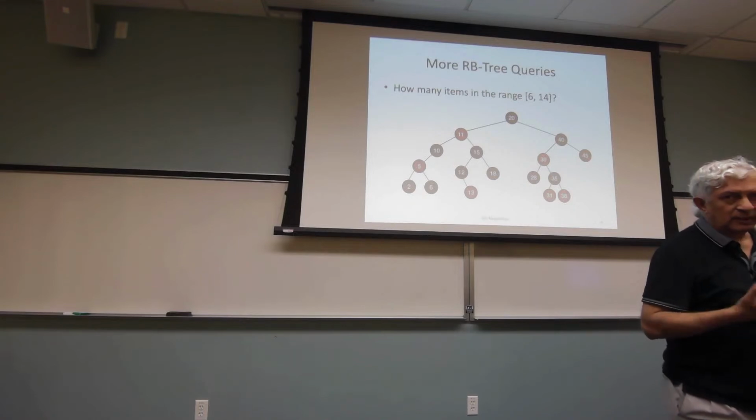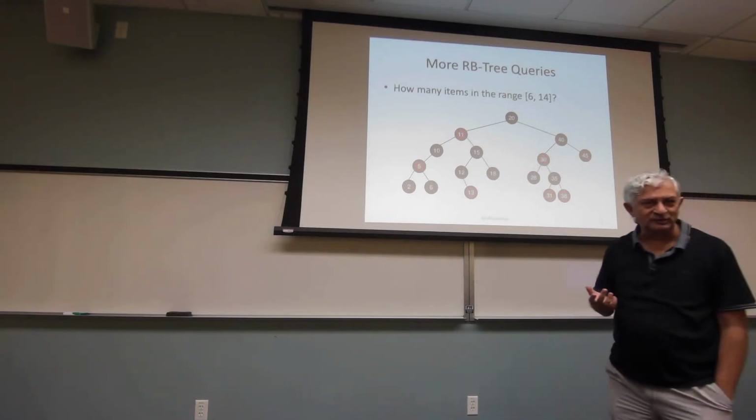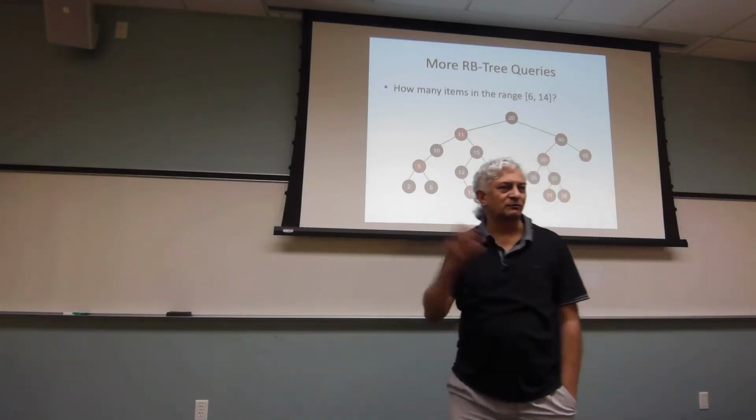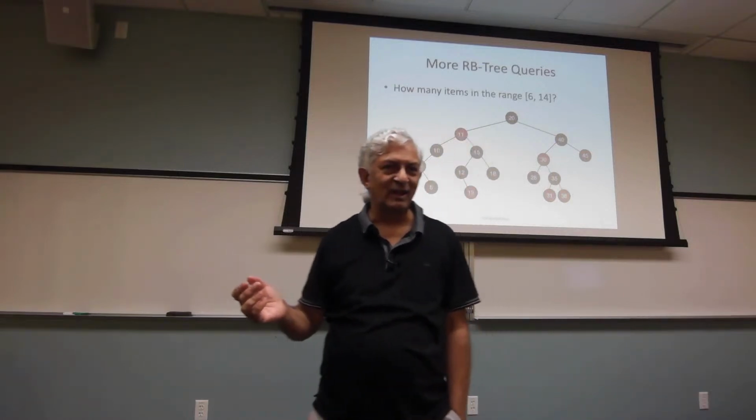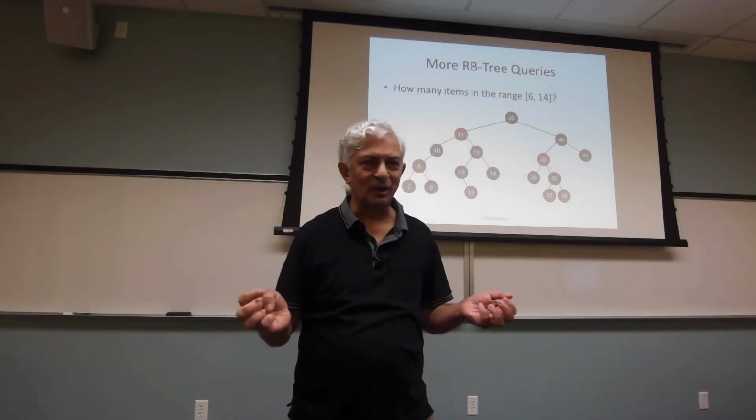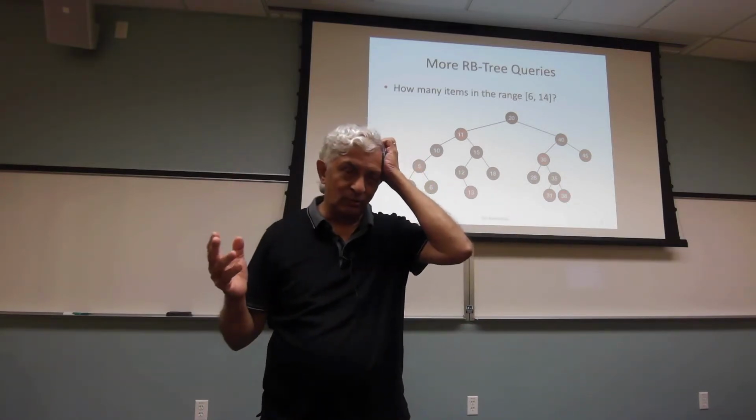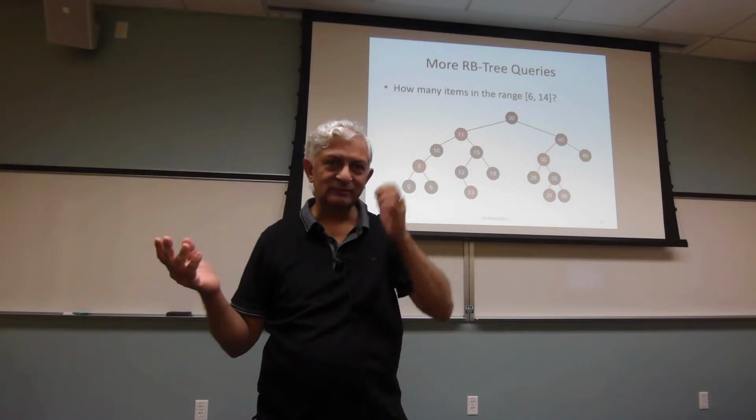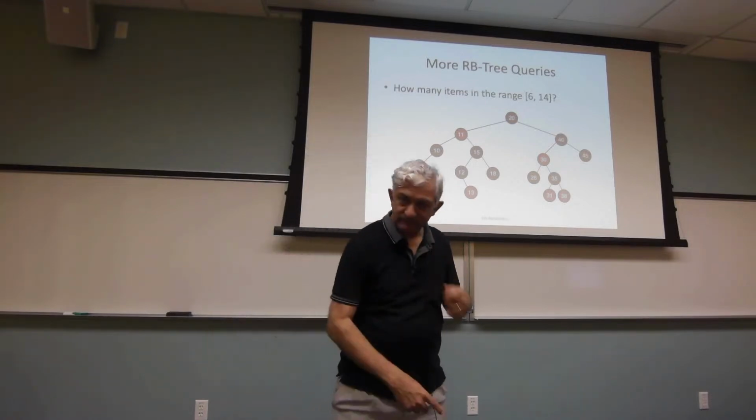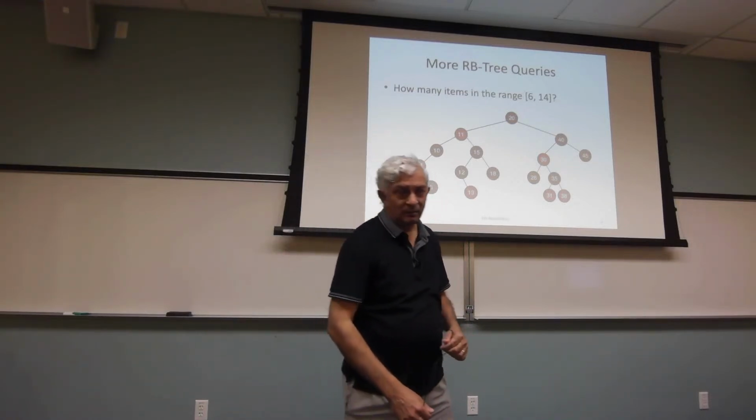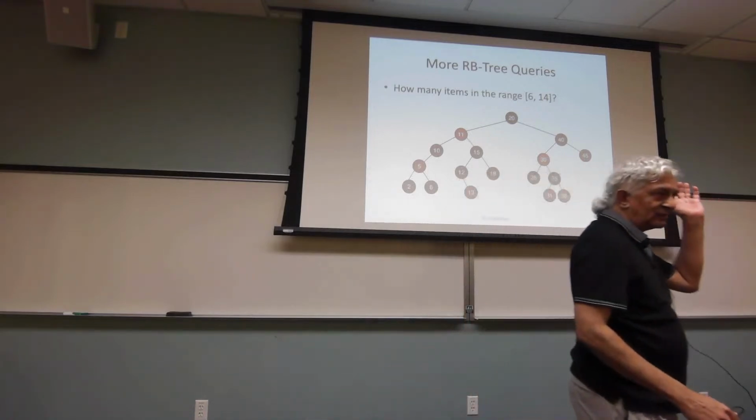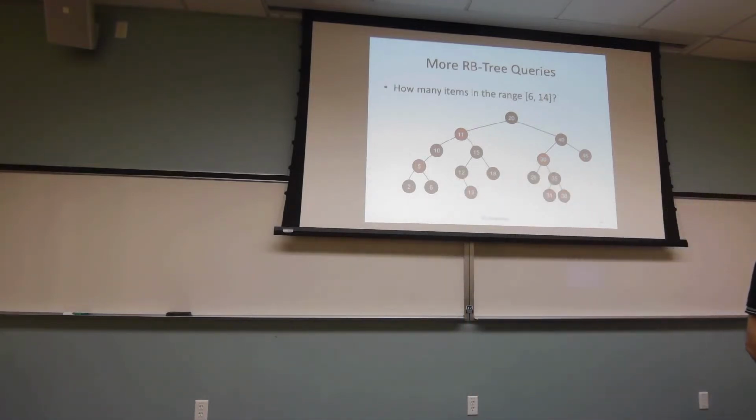Now there is a simple way to answer this question. You can essentially go and visit every node in the tree, and if it is between 6 and 14, you count, and at the end you report the answer. What's wrong with the solution? The time complexity is as big as the tree. If the tree has n nodes, you're going to have to visit every node, and so therefore it's going to take you big O of n time, right?